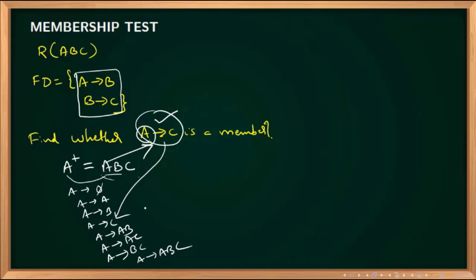Okay, this is the way we prove. Is it okay? Can I see some yes? If any functional dependency is given and they are asking to check whether it is a member in the other functional dependency set, we will do it like this. I'll give one more question so that you can check whether you understood it correctly or not.